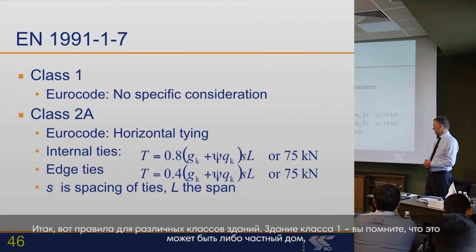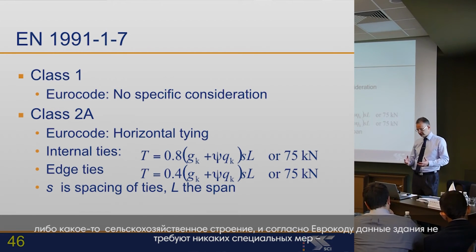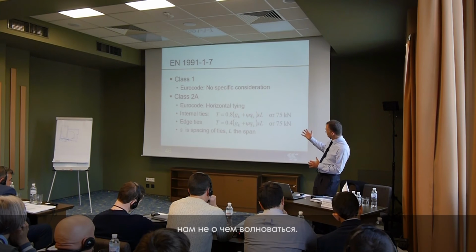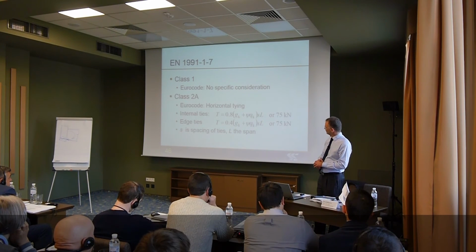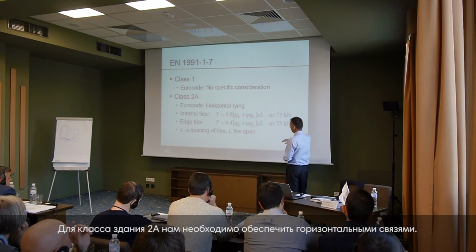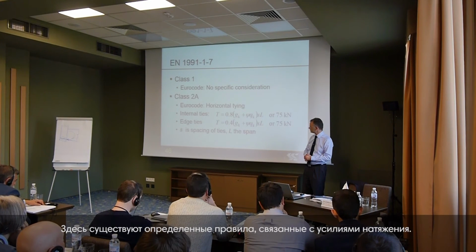So here are the rules then. In Class 1 building, you remember that was perhaps a house or perhaps an industrial or perhaps an agricultural structure, the Eurocode, we don't have to worry about it. Class 2A, we need to provide horizontal ties, and there are some rules here about the tying force.